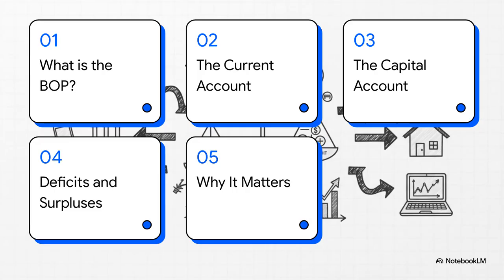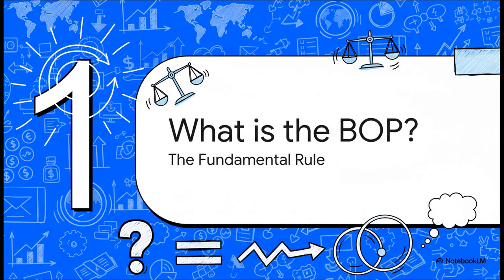So, here's our plan. First, we'll cover what the BOP is and its basic rules. Then we'll break down the two big parts, the current and capital accounts. After that, we'll tackle what those terms deficit and surplus really mean. And finally, we'll talk about why any of this actually matters. Okay, let's dive right in.